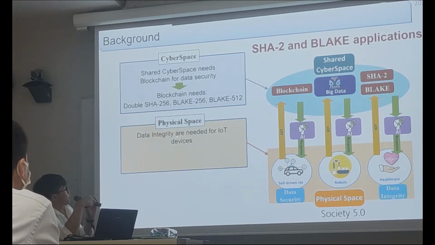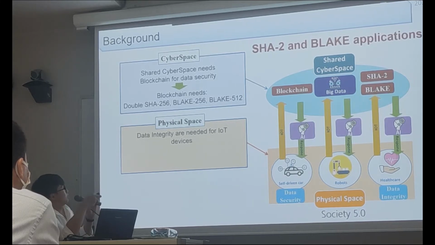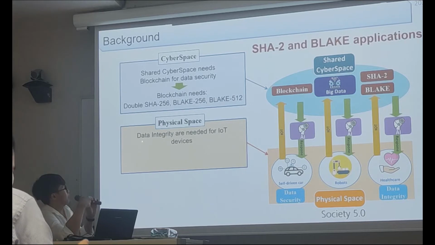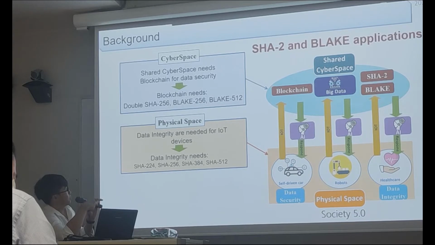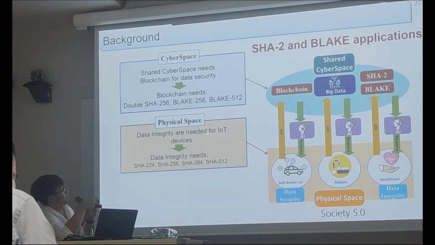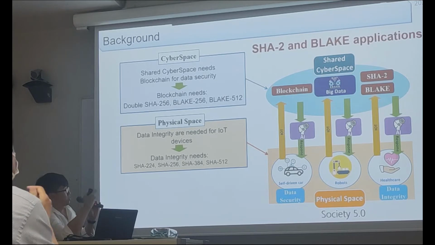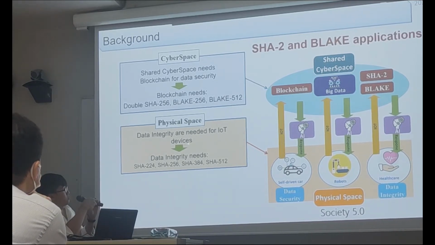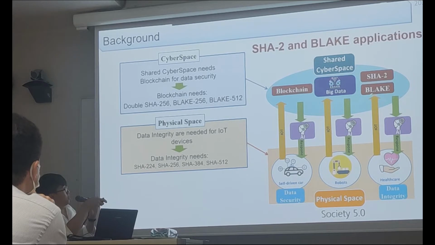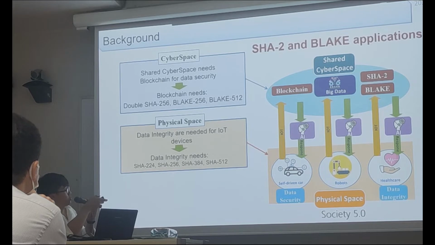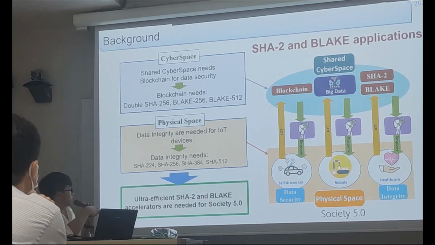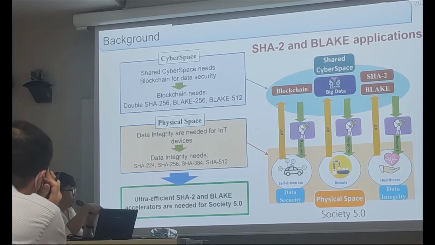And next, physical space. The IoT devices here need hash functions for data integrity. This is the reason the SHA-2 function is needed here. Because SHA-2 is the most famous one and also the standard, a lot of IoT devices try to use SHA-2, while BLAKE is just a very new function that only supports blockchain right now. This is the reason that ultra-efficient SHA-2 and BLAKE accelerators are needed for Society 5.0.